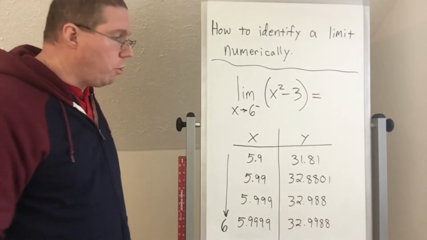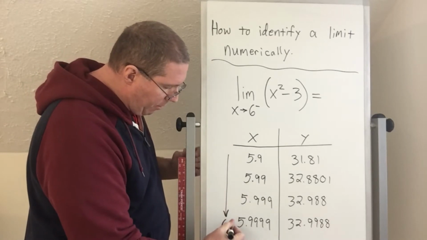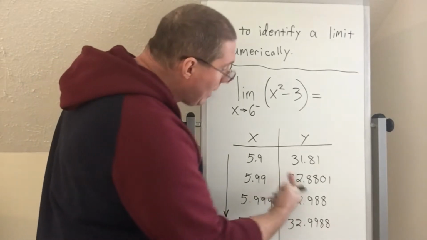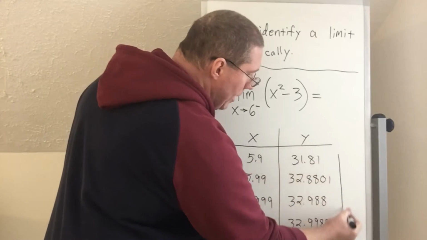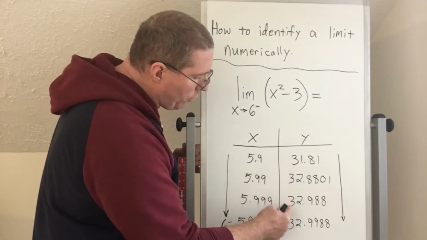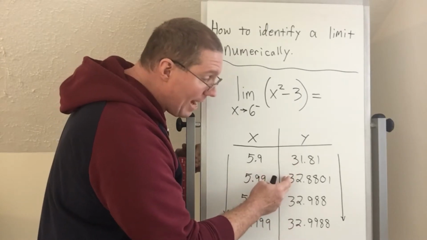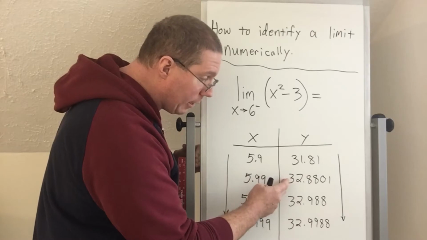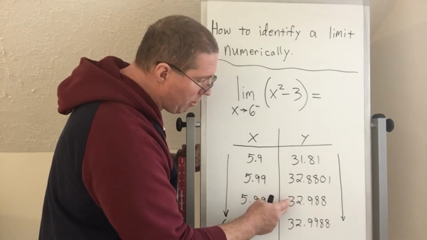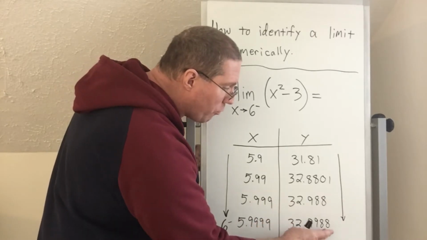And so now what this question is asking is this: as x is approaching 6 from the left side, what is y approaching? What are we getting closer and closer to here, right? What output values are these getting closer and closer to? Well, I see 31.81, then 32.88. We jumped up by more than 1 here, right? But now we're going a little slower. 32.988, then 32.9988. What is this really close to?